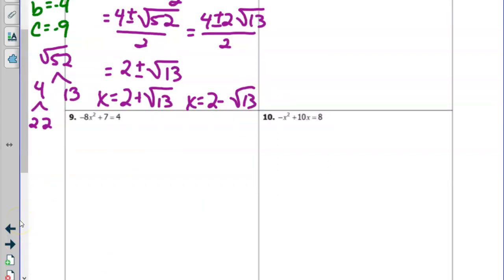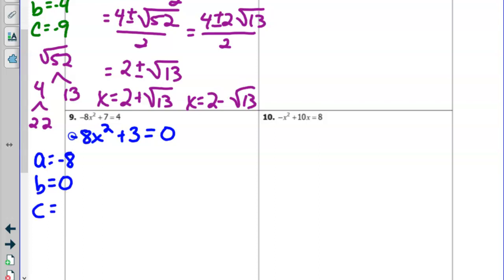All right, number 9, what do I have to do first? Very good. So we would get negative 8x squared plus 3 is equal to 0. Now what's my a equal? My b and my c. There you get to see it. All right, what is my quadratic equation for this one?